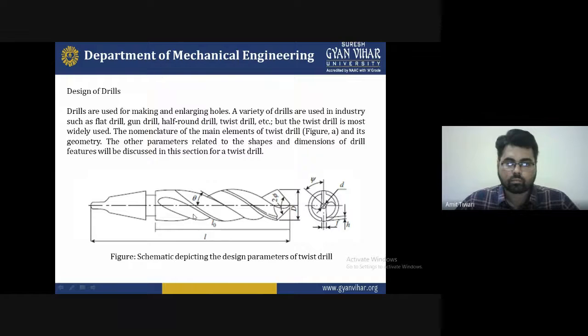After the design parameters of the twist drill are considered, it is not an easy task but it is easy to use, with shaping and designing the dimensions of the geometry which we are discussing. That's why we can get the nomenclature of the main elements of the twist drill geometry and the other parameters related to the shape and design of the drill. This is not an easy answer, so it is the systematic depiction of the design parameters.